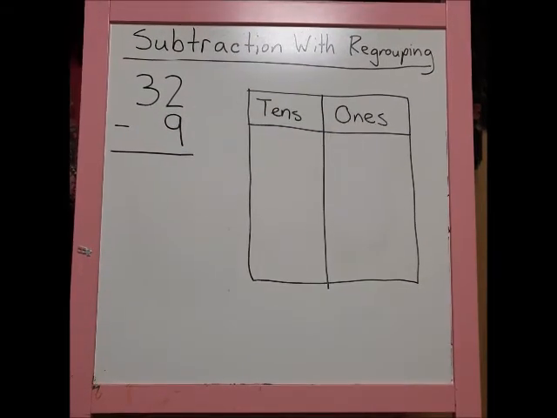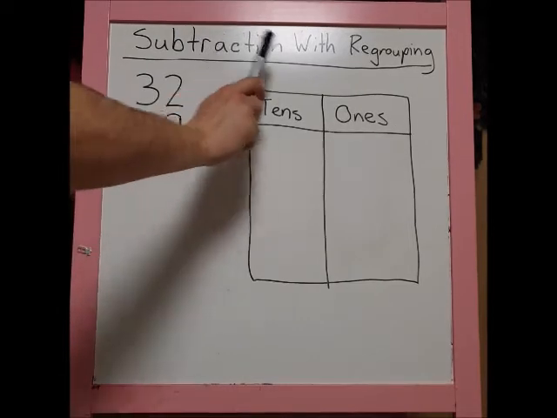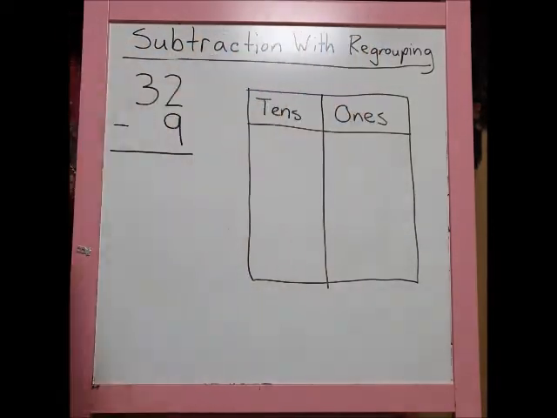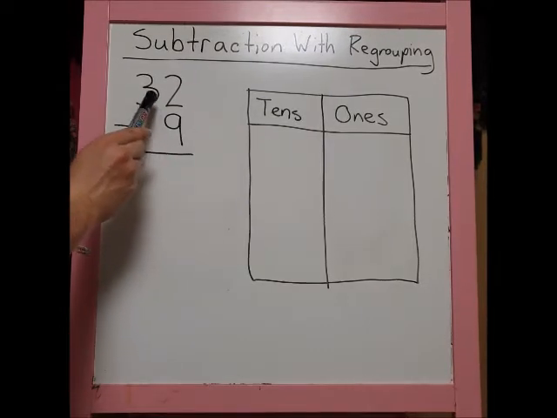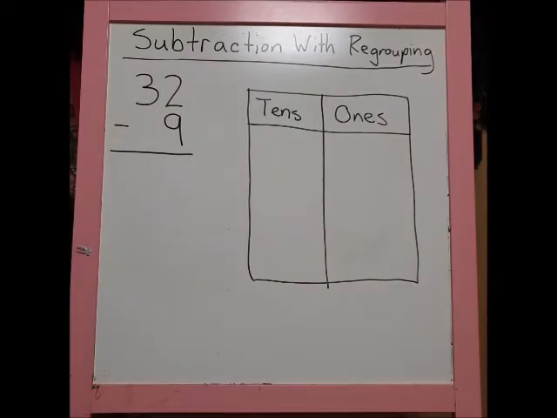Today we are going to focus on subtraction with regrouping. Yesterday we did subtraction without regrouping. Today we're going to try it with regrouping. So I want you to take a look at this problem right here. We have 32 minus 9.